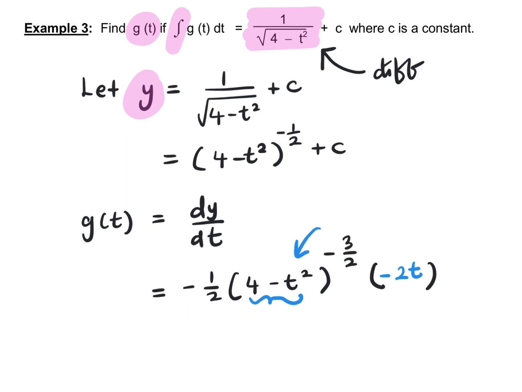So we can simplify this. The negative 2, along with the sign, we can settle out, and what is left is only t. This is a negative index, we can change it to a positive index. So t over (4 minus t squared) to the power of 3 over 2. This should be the final answer, because the question asks you to find the value of g(t).